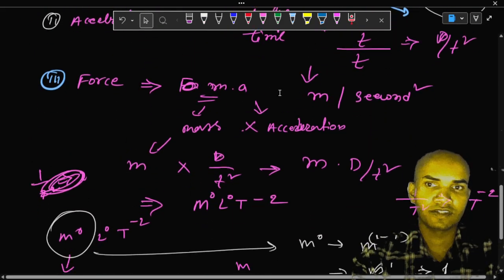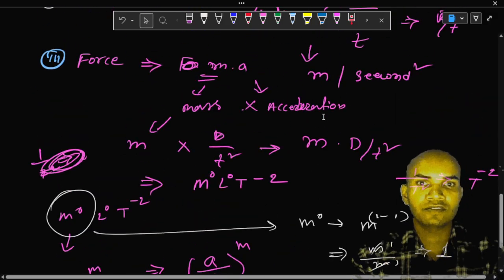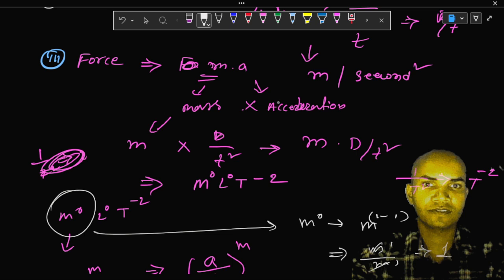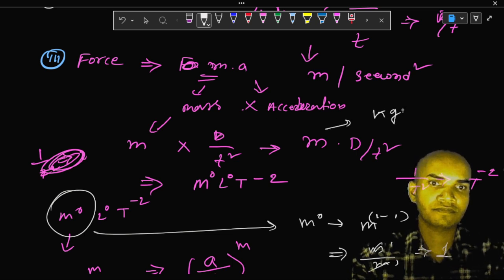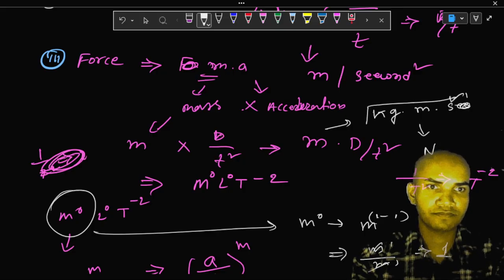Okay, so now what will be the unit? The unit will be first the mass unit, kg, then the distance unit meter, and second square. It is also called Newton.